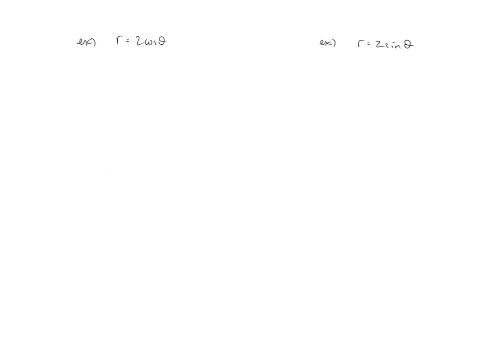All right, so for the next two graphs, we'll take a look at r equals 2 cosine theta and r equals 2 sine theta. Now, in order to get this going, I'm actually going to convert it back into x's and y's. So to do this, I'm going to take both sides and multiply by r. And that'll give me r squared equals 2r cosine theta. And the reason I did this is because now I have some things I recognize. I can see that r squared is x squared plus y squared, and r cosine theta is just x.